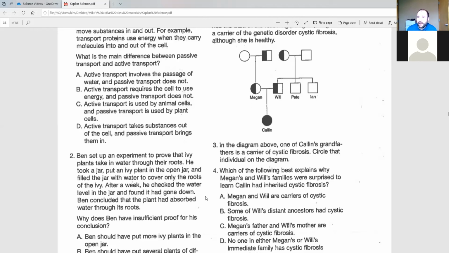And if the question is, why are they all surprised? The one that makes the most sense is D. Because even though there are traits here, no one actively is showing signs of having cystic fibrosis, right? So even though Megan's dad is a carrier and Will's mom is a carrier, they don't have it, and so they don't know that they're a carrier. And so no one in this immediate family has it at all. So that would be the only explanation as to why their families would be surprised that Caitlin inherited cystic fibrosis. Okay, well, let's move on.